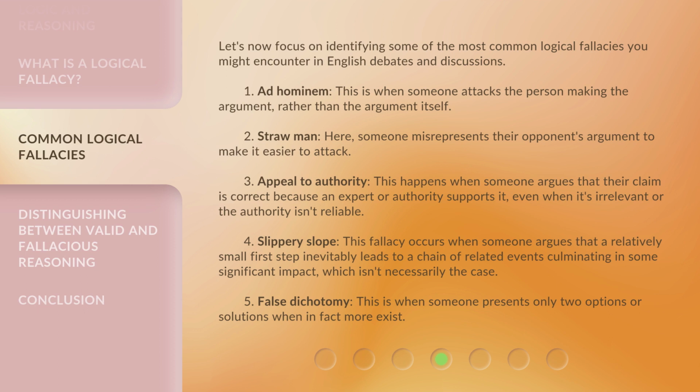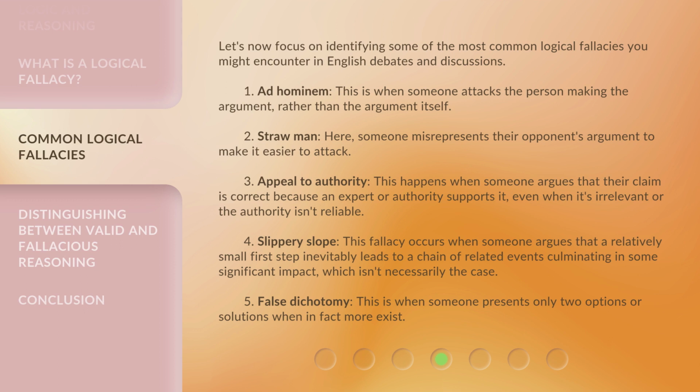3. Appeal to authority. This happens when someone argues that their claim is correct because an expert or authority supports it, even when it's irrelevant or the authority isn't reliable. 4. Slippery slope. This fallacy occurs when someone argues that a relatively small first step inevitably leads to a chain of related events culminating in some significant impact, which isn't necessarily the case.